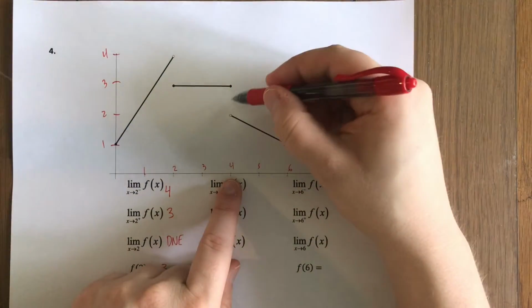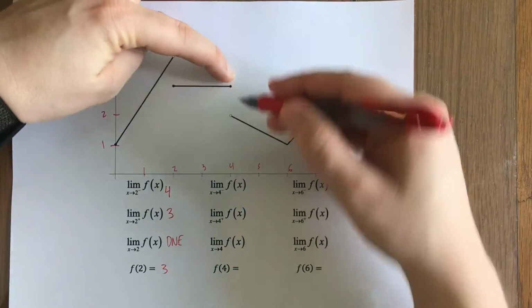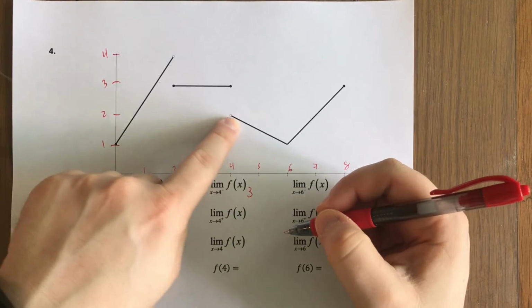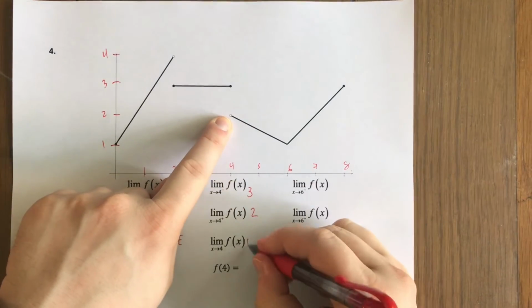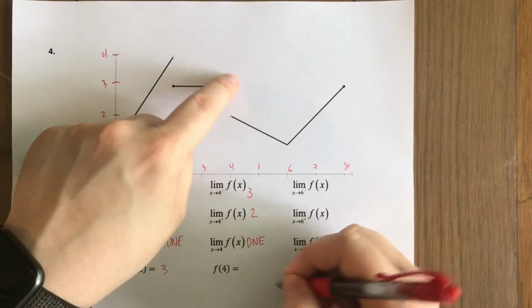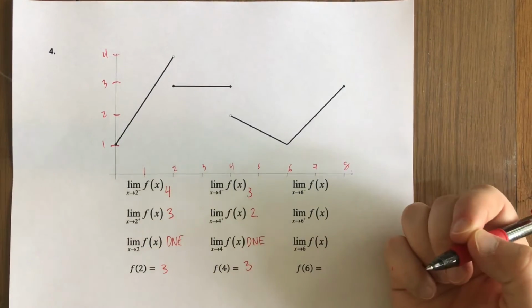When I'm looking at this at 4, on the left-hand side, it's at a height of 3. At the right-hand side, it's approaching a height of 2. Those aren't the same number, and it actually equals 3.